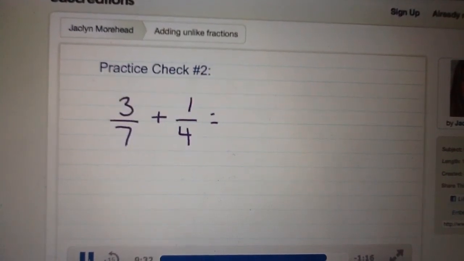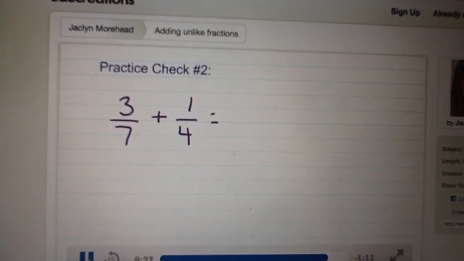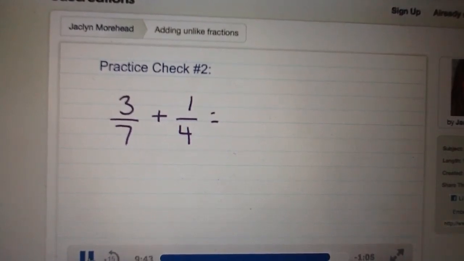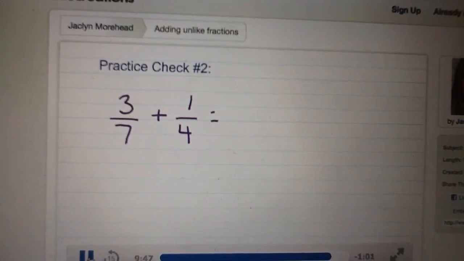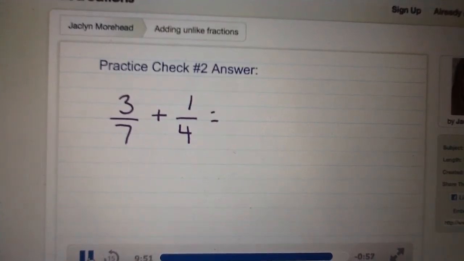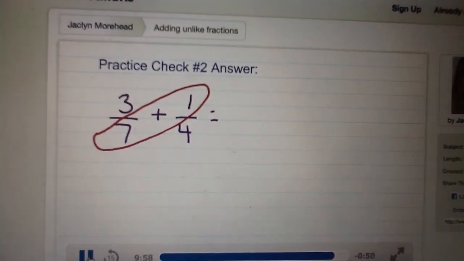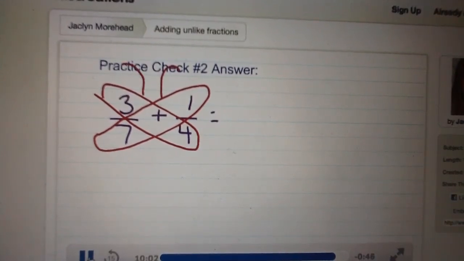Here is practice check number 2. 3/7 plus 1/4. This one might be kind of hard to do your first method on, so try the butterfly method on this one. All right, here's the answer. I'm going to use the butterfly method because 7 and 4 don't have something that can easily be multiplied together to find an equivalent fraction.